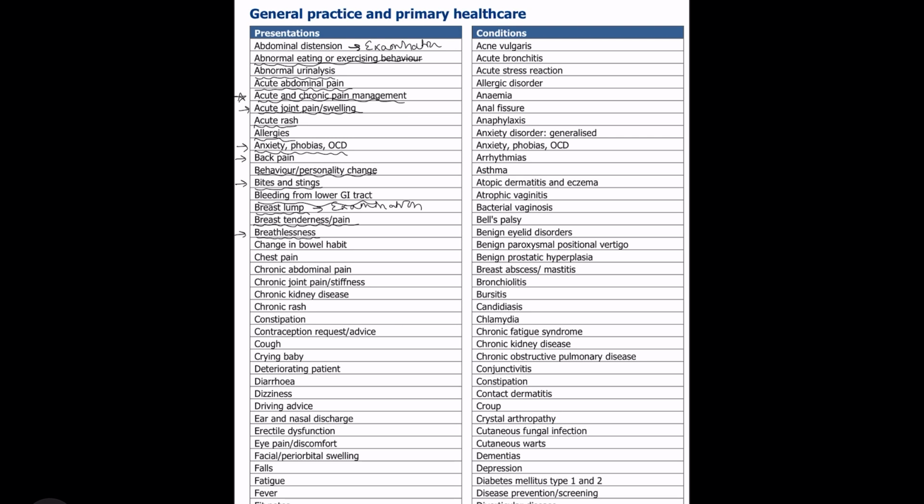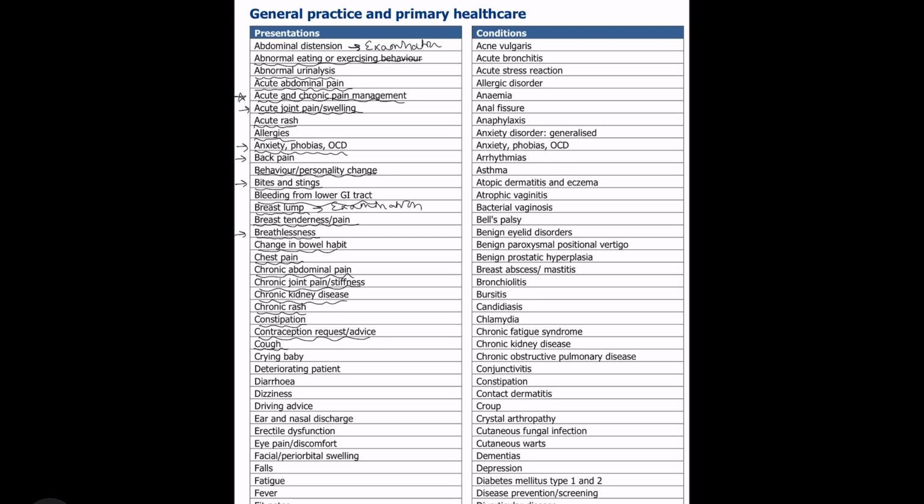Breathlessness can come in the form of COPD, asthma, or some cardiac issue, or as simple as allergy. Change in bowel habit can be diarrhea or constipation. Chest pain, typical angina or MI. Chronic abdominal pain, we have discussed it. Chronic joint pain, already discussed. CKD is a chronic disease. The GFR will be reduced and the creatinine raised, with deranged RFTs along with proteinuria and swelling. Chronic rash, constipation, discussed. As you notice, most of these topics are repeated in the presentations.